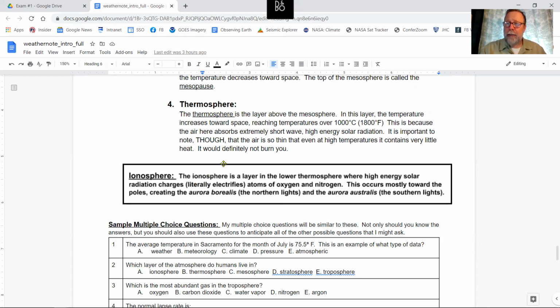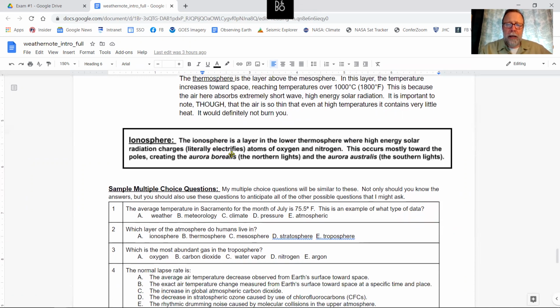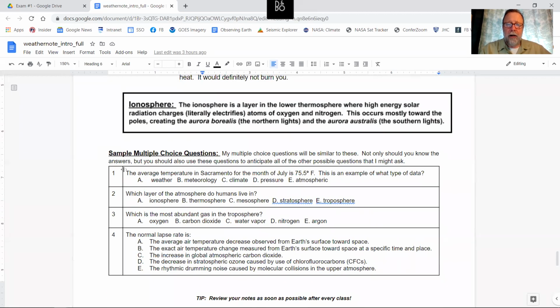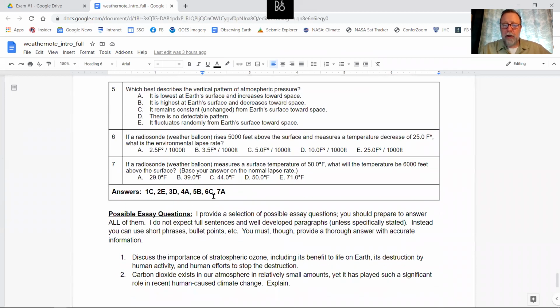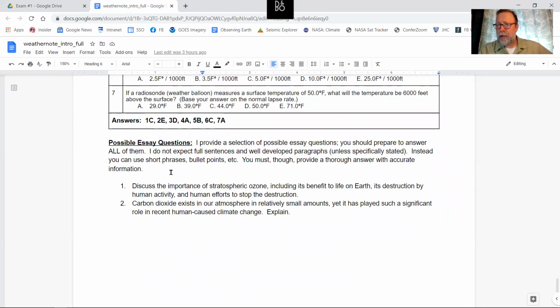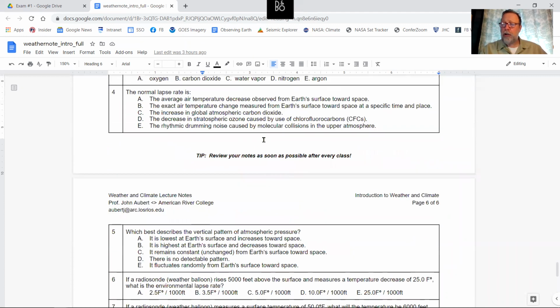So that wraps up our very first section of notes. We took this section and turned it into 2 modules. Most sections of notes will only be 1 module worth. And please notice there are sample multiple choice questions. You should go through those. I give you answers to those, and I give you possible essay questions. So whenever you see these, you can assume that I will take from these, and that is partly how I build my exams. So you should start working on those and assembling those answers.